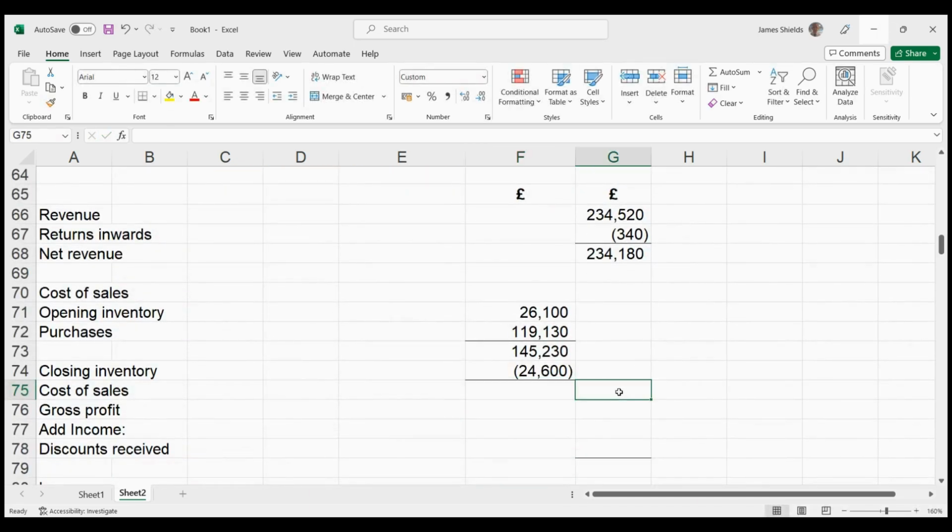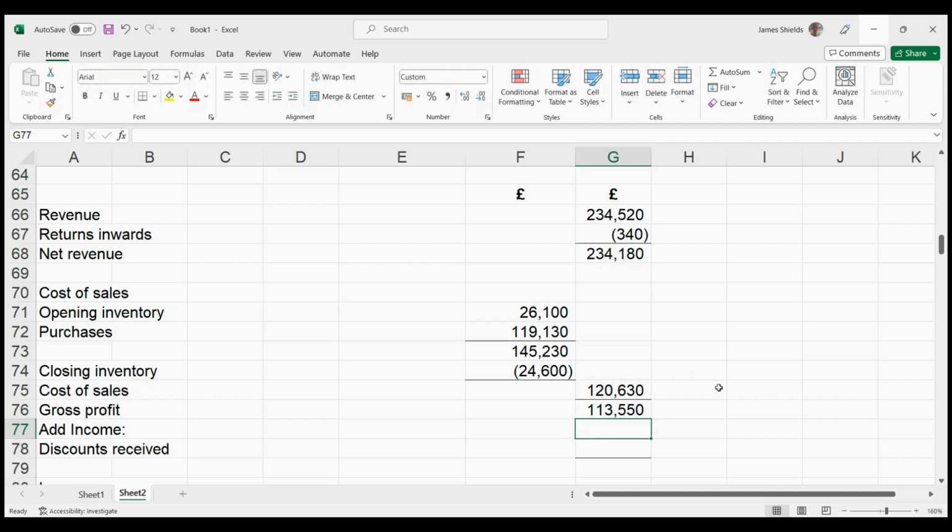Take away £24,600, and that then is going to give me my cost of sales, which will be the 145,230, take away the 24,600, gives me £120,630. So next we have gross profit. Now your gross profit is your net revenue, take away your cost of sales. So it's the £234,180, take away the £120,630, it's going to give us £113,550.